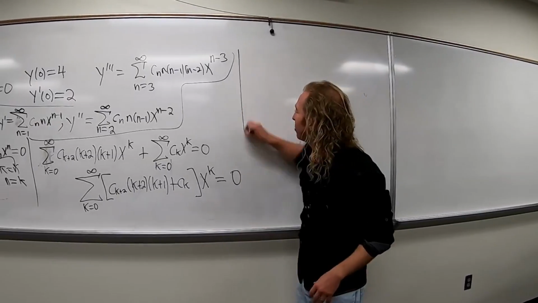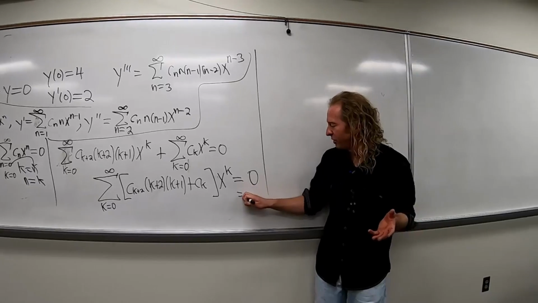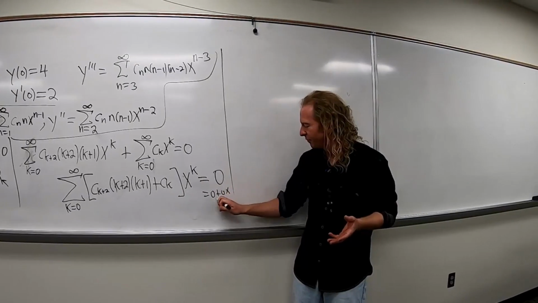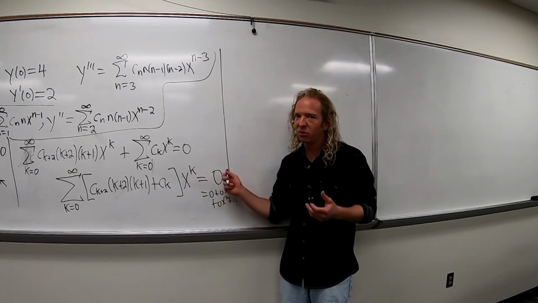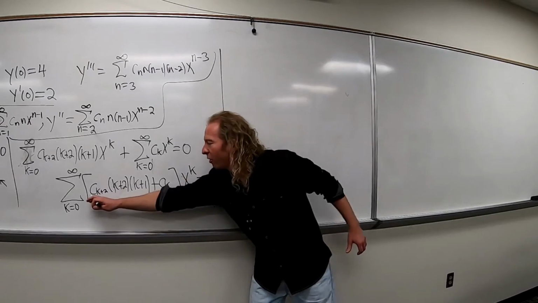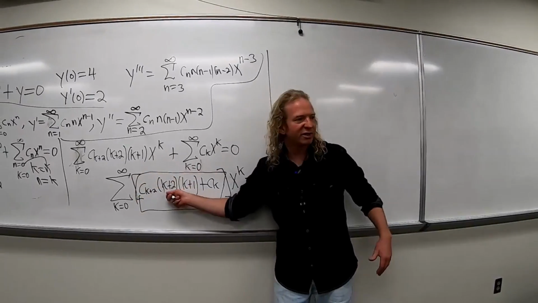Okay, so now this is equal to 0, right? So this is equal to 0. You can think of this as a polynomial. This is 0 plus 0x plus 0x squared plus dot, dot, dot. So if this is equal to 0 and this is true for all x, that means that all of these must be equal to 0. So in this next step, you just take all of this and set it equal to 0.